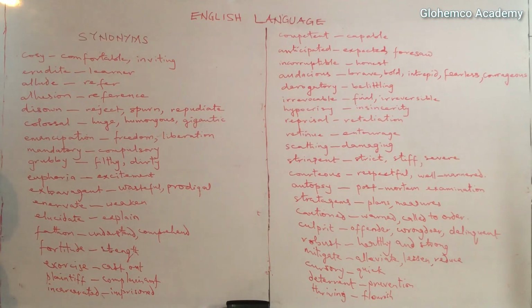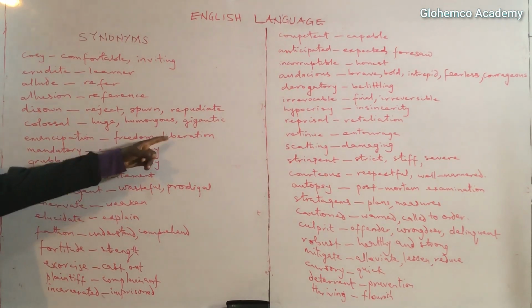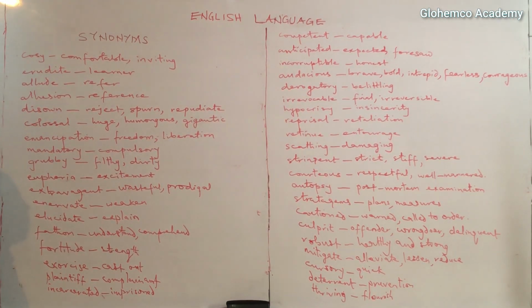Now we have emancipation. To emancipate means to free or to liberate. A lot of people call this liberation: liberation, freedom, emancipation. Then we have the next one, mandatory. When you say something is mandatory, it's a must for you to do. That's compulsory. Then we have grubby. You know, they have a dull type of shoe that looks like this. That's grubby: filthy or dirty.